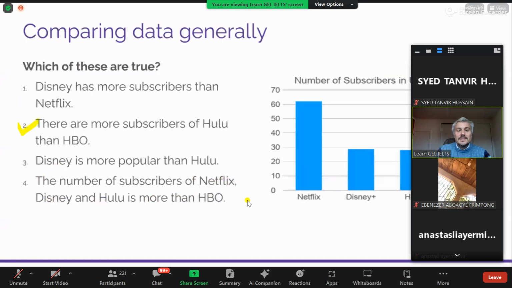Number 1 is not true. Disney has more subscribers than Netflix. That's not true. It's the other way around. Netflix has more subscribers than Disney.